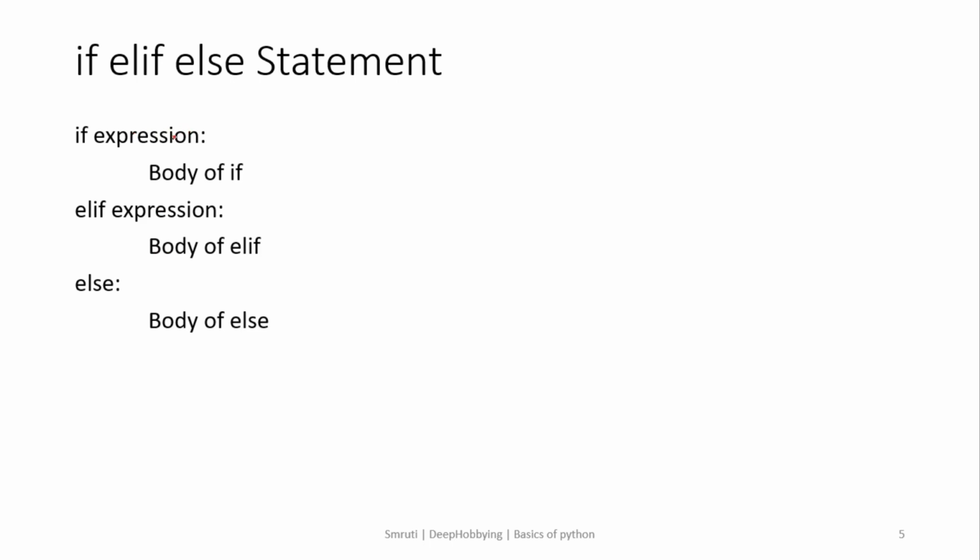So if today is Sunday, I eat breakfast. Elif, here you can pass the expression, today is Saturday, eat dinner. Else, in other cases, if it is not Sunday and not Saturday, eat lunch. The only difference between else and elif is that in elif you have an expression where you can pass some comparison, some condition to test. In else, it will execute by default if the above conditions are not true.